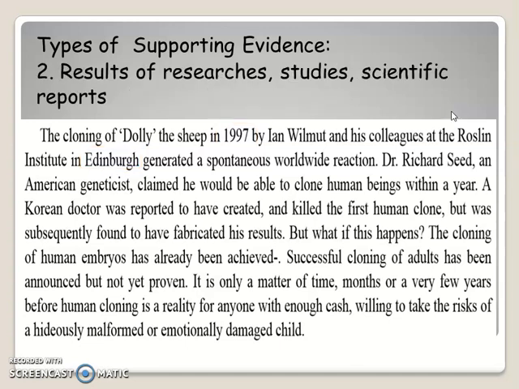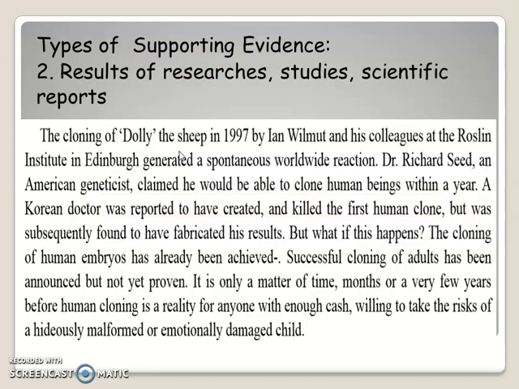Let's go to number 2. We have results of researchers' studies and scientific reports. Guys, even if we don't mention the name of the researcher, even if we don't put the title of the research or the study, just mentioning the results is enough. So here in this paragraph, let's take a look at the sentence. A Korean doctor was reported to have created and killed the first clone. Was reported. Where was the report mentioned? In a scientific report. So this is a sign that here we're mentioning a scientific report. If we say the research was conducted on a specific date and we put the results of this research, that's enough. And that's a type of support.